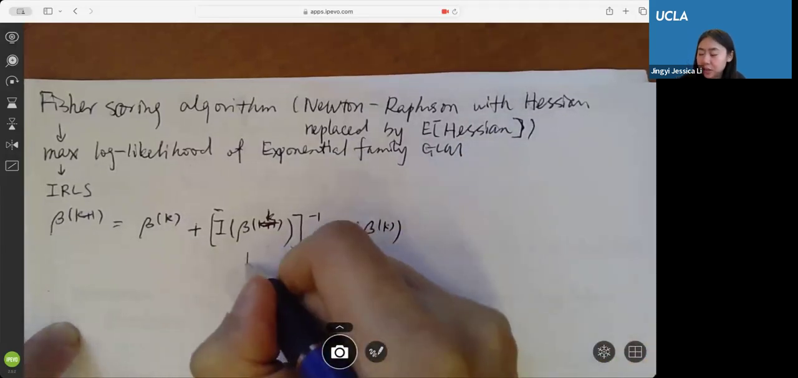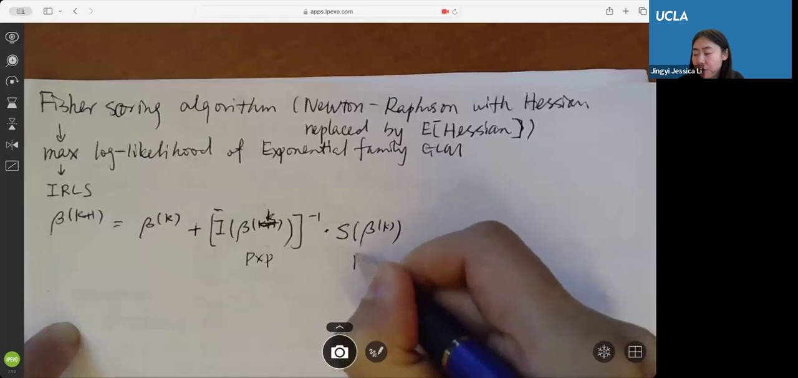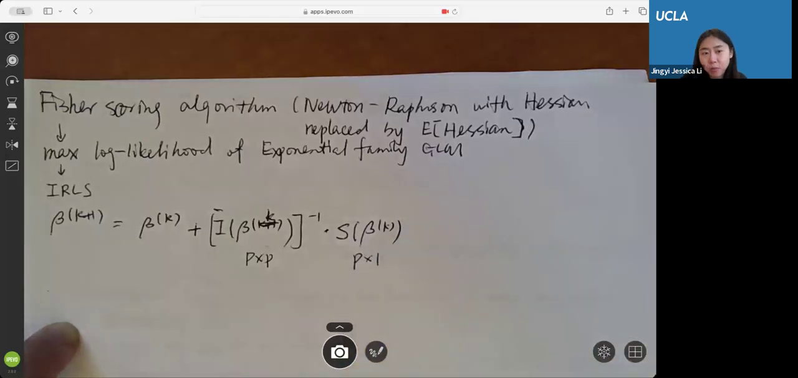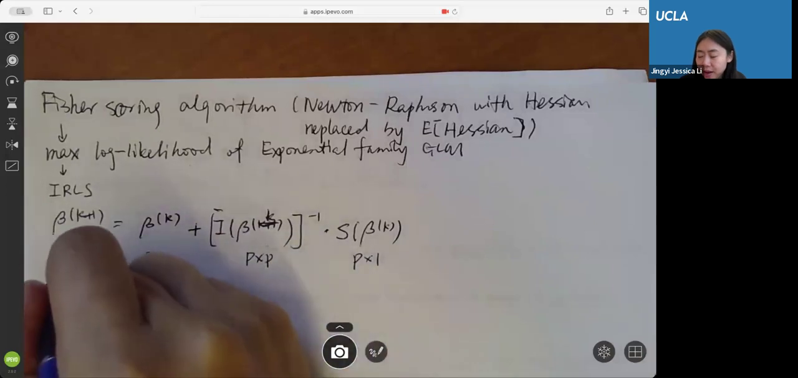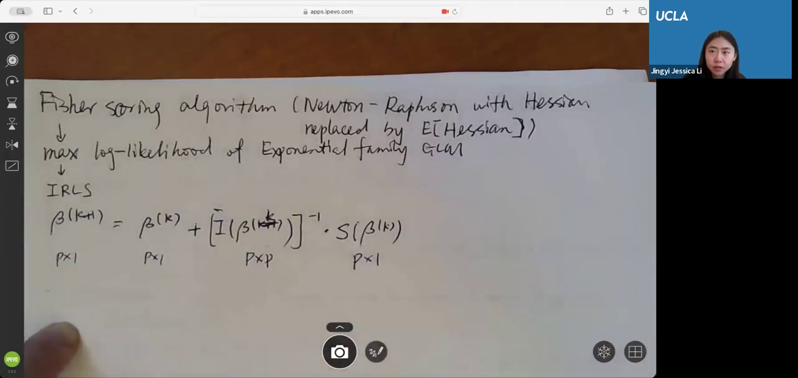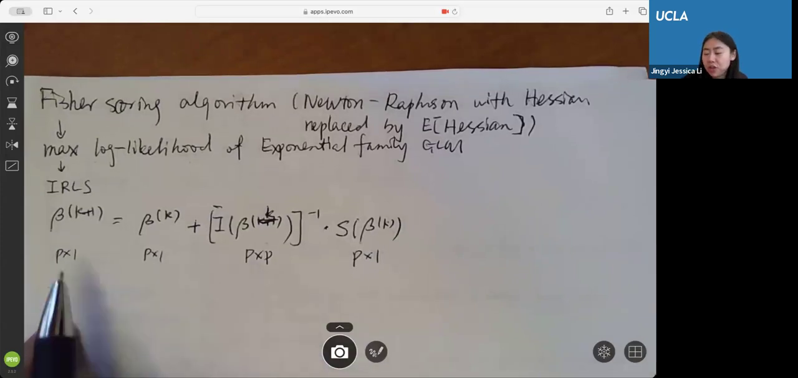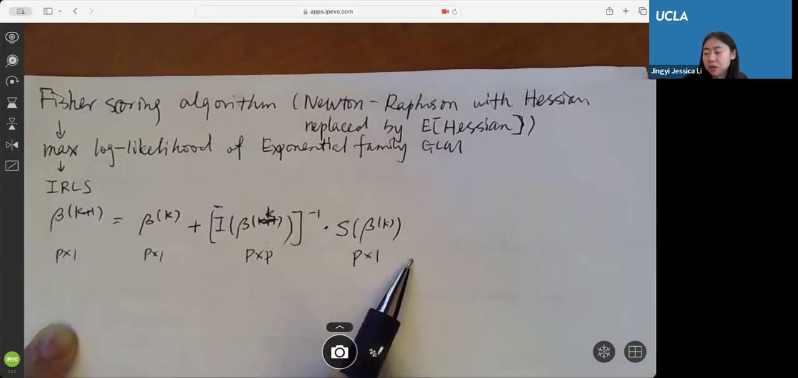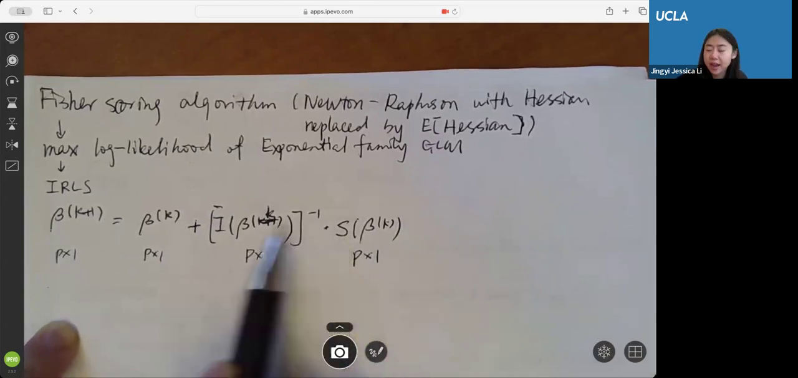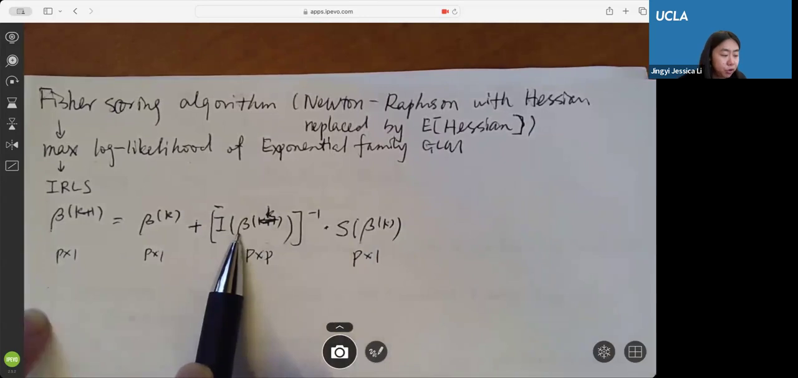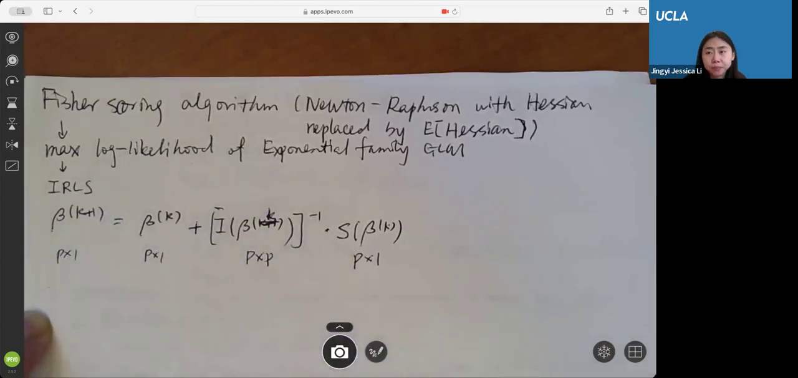So please note that this is P by P, and the score function as a gradient is P by 1. And of course, beta k is P by 1, beta k plus 1 is P by 1. So the dimensions are matched. And so the question to solve this Fisher scoring is to compute the score function and the Fisher information matrix. So we need to compute both.